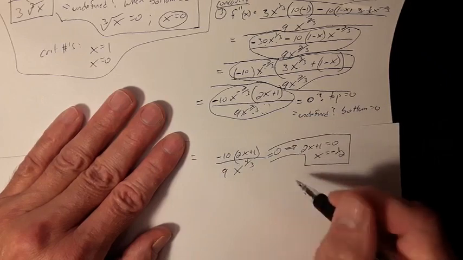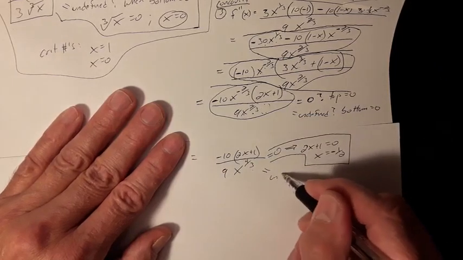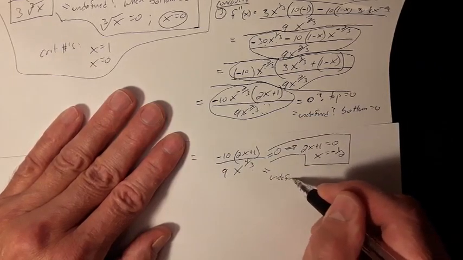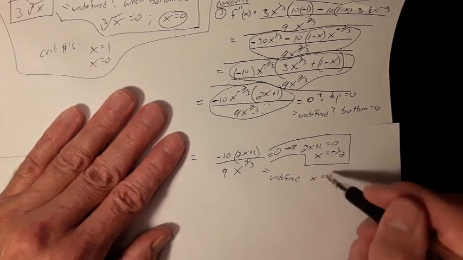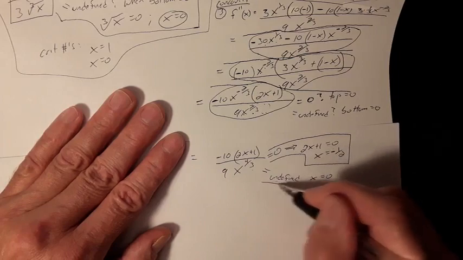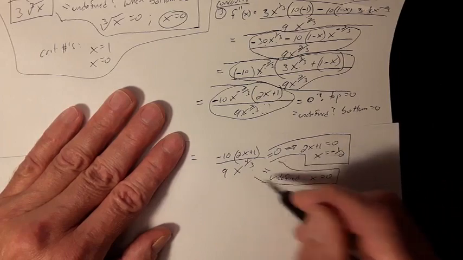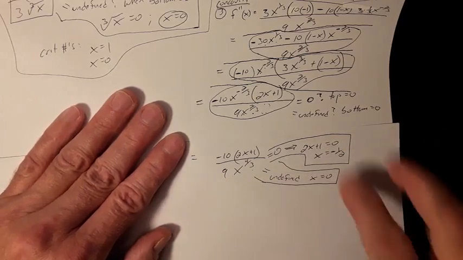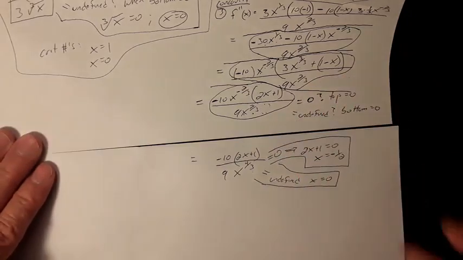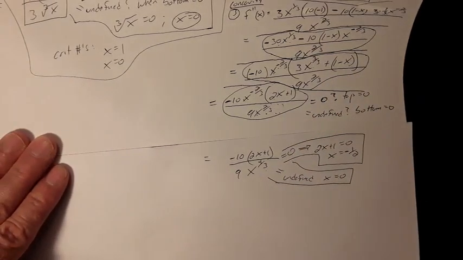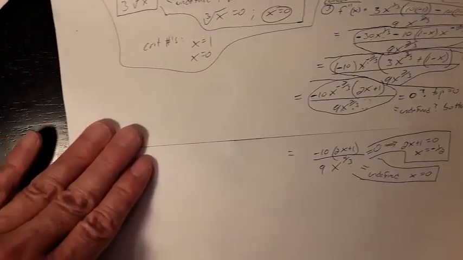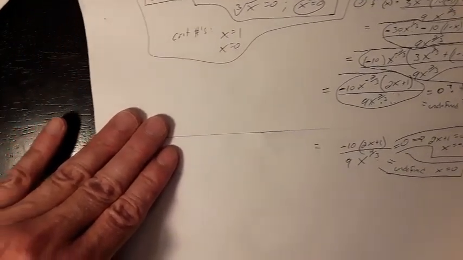And where is this thing going to be undefined? That's going to be when the bottom equals 0. The bottom is going to be 0 at x equals 0. Right? So now it's time to play this game where we do the intervals of concavity on the number line. So let's just take this over here so I can use my paper a little nicer.